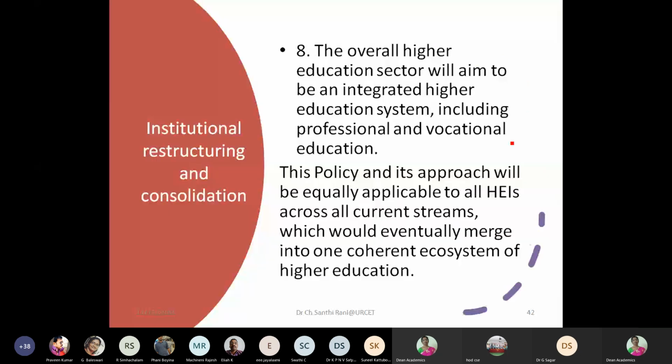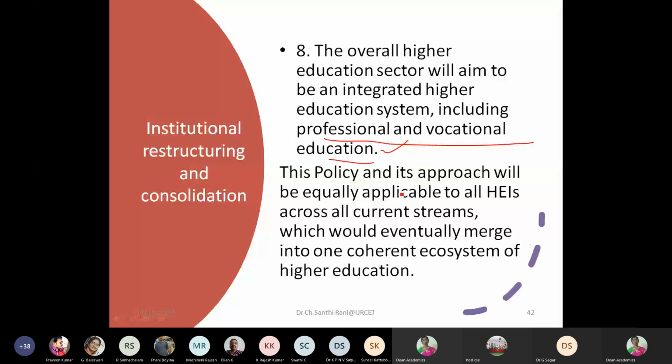Then the overall higher educational sector will aim to be an integrated higher education system, including professional and vocational education. So far, we have had vocational education separately. I'll show you in the last slide how much preference is given to vocational education in other countries, what percentage of our students are gaining vocational degrees and certificates, and what the present state of our country is. We are going to see all that, right?